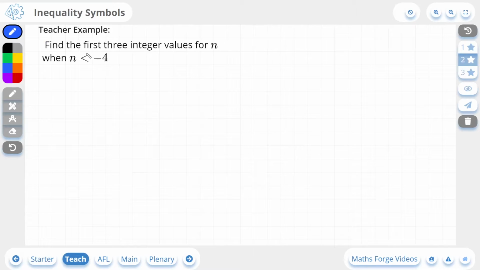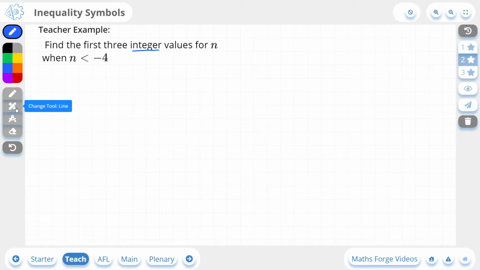In the 2-star example, we're being asked to find the first 3 integer values. So integer means whole number, and it can be positive or negative, for n when n is less than -4. So we have to find the first 3 numbers that satisfy this inequality. So what is this inequality? The numbers are less than -4. Which numbers are less than -4?